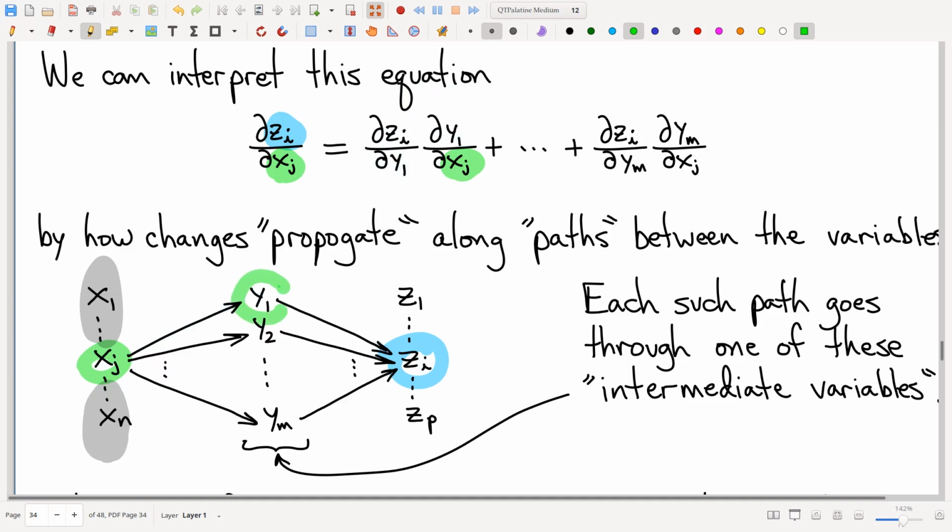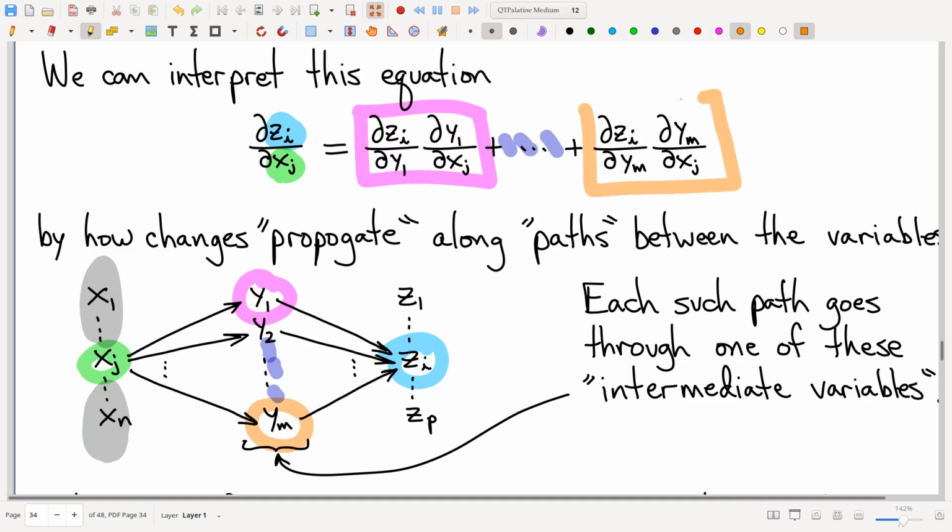Nice little point of view, and again, just to further streamline, for every intermediate variable there is a corresponding term, et cetera, and then lastly, for the last intermediate variable, you get your last term.